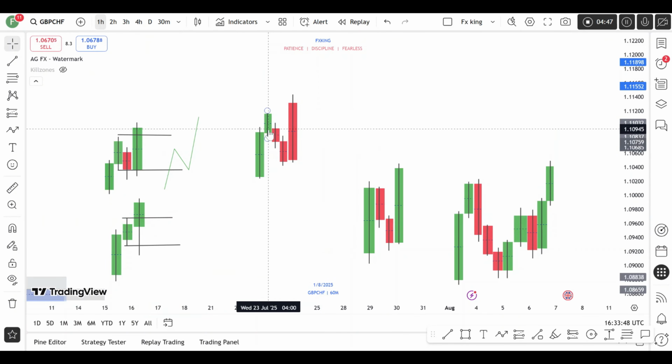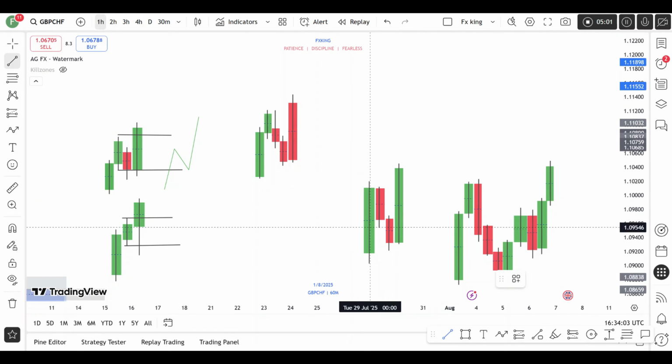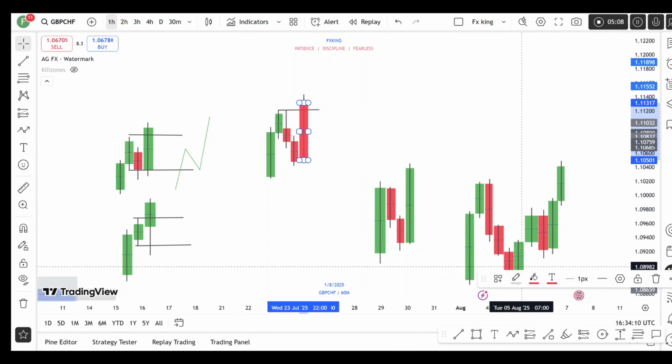So let's go over to a much more complicated pullback, a much more complicated scenario. Let's say, for example, we have candles that have the same height. Sorry for the diagrams. This is supposed to be green.